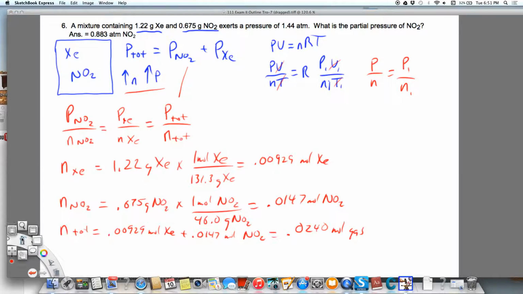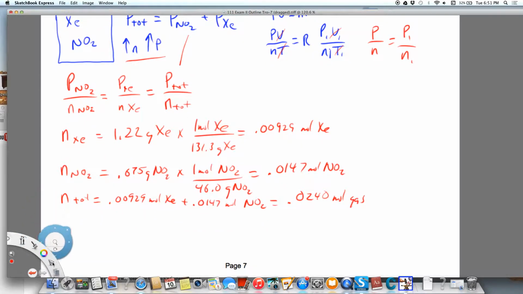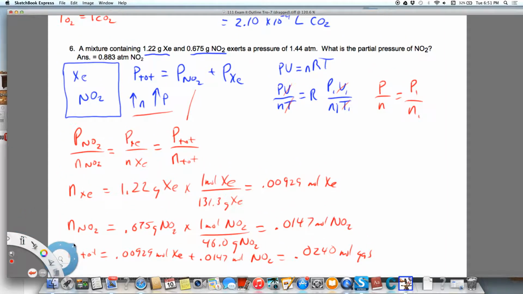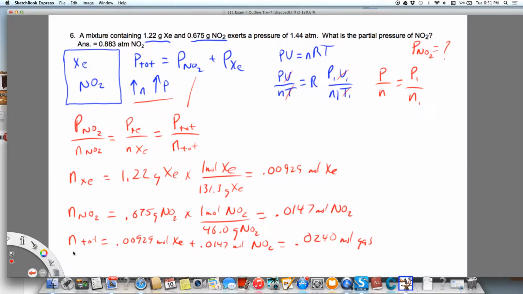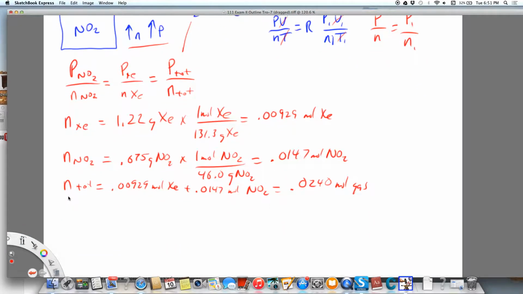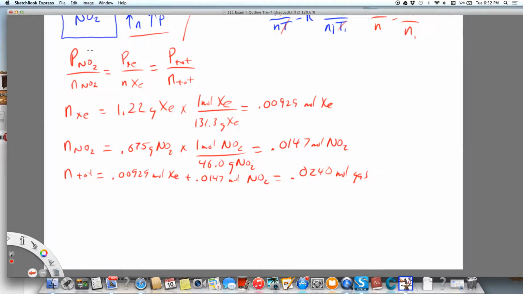All right, so we're getting there now. Let's move this up a little, get rid of that. All right, so what is it we're looking for? Let's kind of see where we're at now that we have moles. We want to know, we're looking for PNO2. That's what we're looking for. Okay, so we're going to look for that, and we're going to use this equation that we've got right here.